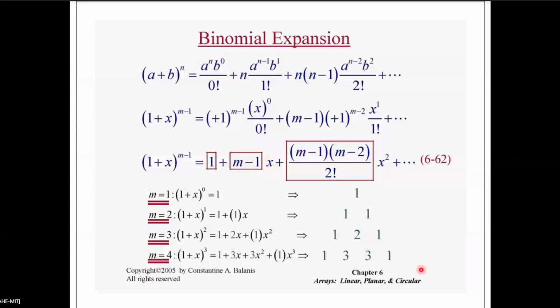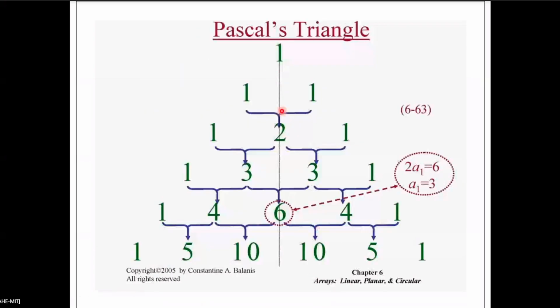This is called Pascal's triangle. So here, 1 element, 2 element, 3 element, 4 element, 5 element, 6 element. For 5 element, 2a1 is 6, a2 is 4, and a3 is 1. For 6 element, a1 is 10, a2 is 5, a3 is 1.